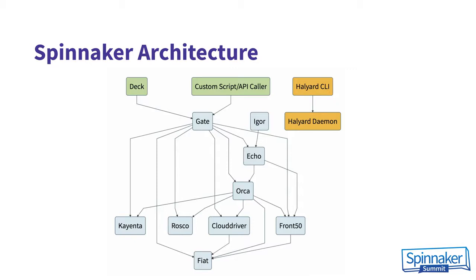The other things in there are Echo, which sends out emails, Slack messages, and all that. Igor allows you to monitor external systems and trigger pipelines. Like if you have an event in Git or a Docker image is built and you want to kick off a pipeline, that's where Igor comes into play and does that.